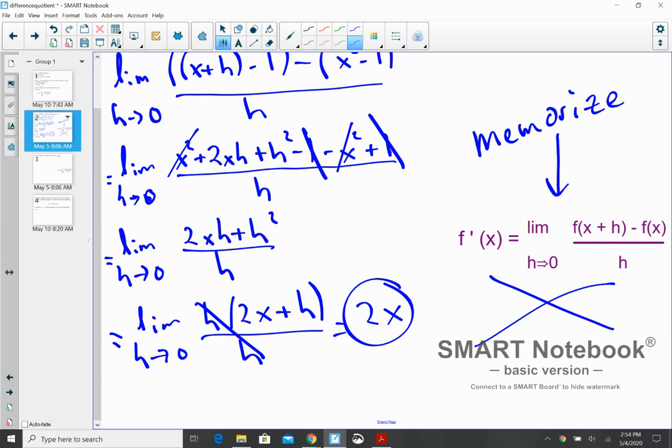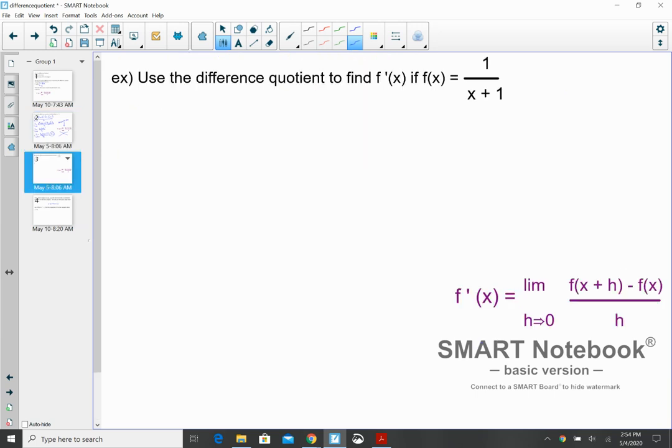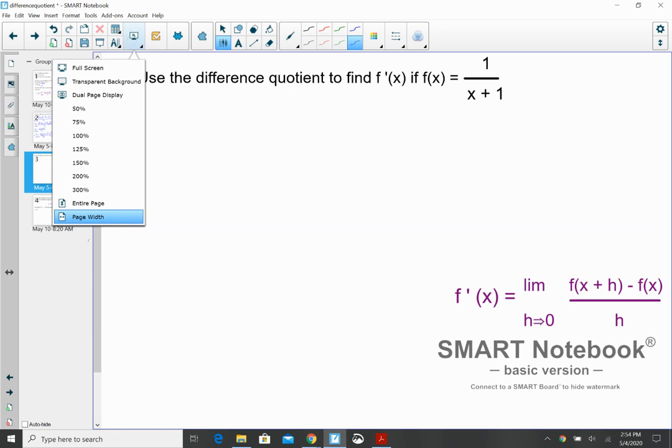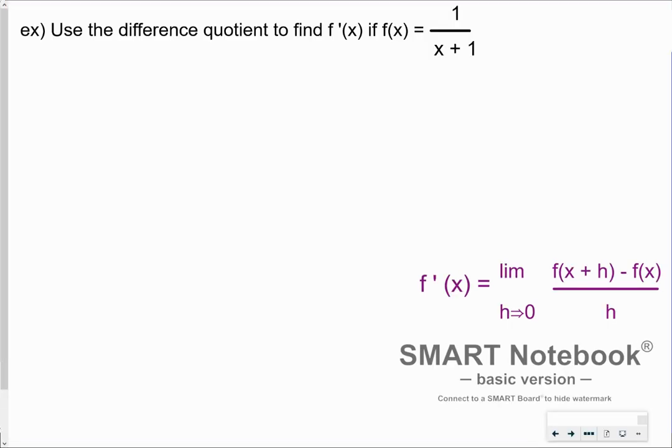All right, let's look at another one. I changed the function a little bit. Not a nice polynomial. I got a little rational guy going on here. 1 over x plus 1. All right, so let me see here. First thing I want to do is make everything a little bit bigger.